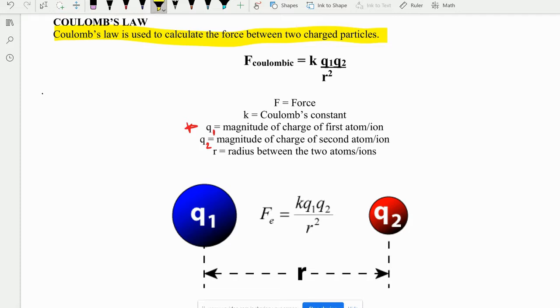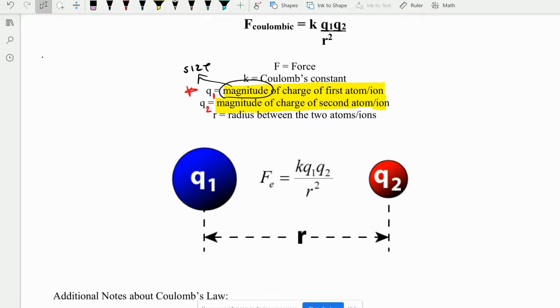If you go down here, it is defined as the magnitude of charge of the first atom or ion, and that would be Q1, where Q2 would be the magnitude of the charge of a second atom or ion, if you will. Now, what does magnitude really mean? Don't let the language catch you up here, guys. Magnitude just means size. So if we go down to the image below, we can kind of model that so you can see what I'm talking about.